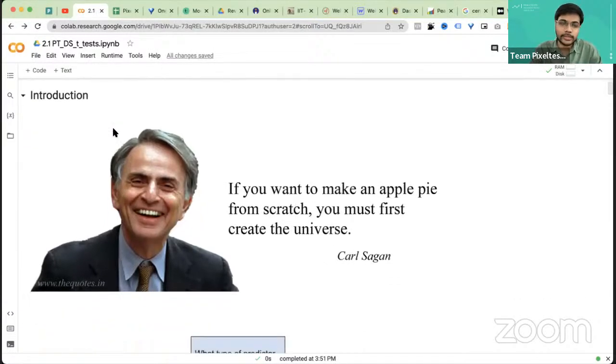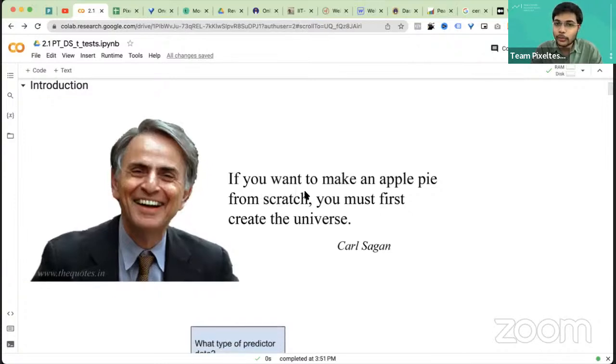Here even Jain sir starts with this quote. It says, if you want to make an apple pie from scratch, you must first create the universe.